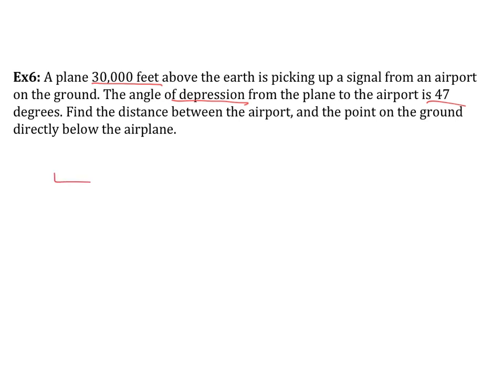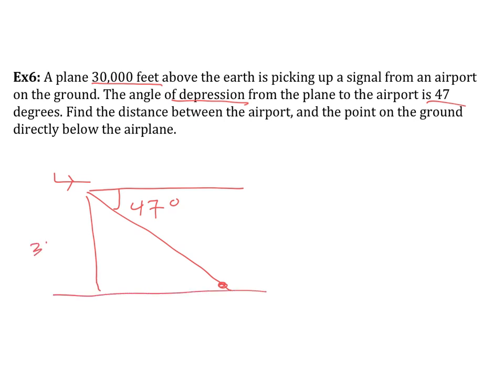Okay, so here's our plane, and our plane spots the airport on the ground. So we have a line going from the plane to the airport. And then we have the flight path of our actual plane. We know that the angle of depression, so the angle between our flight path and going down to the actual airport, is 47 degrees. We also know that the height to the ground from our plane is 30,000. So if this is our ground here, then this distance is going to be 30,000.